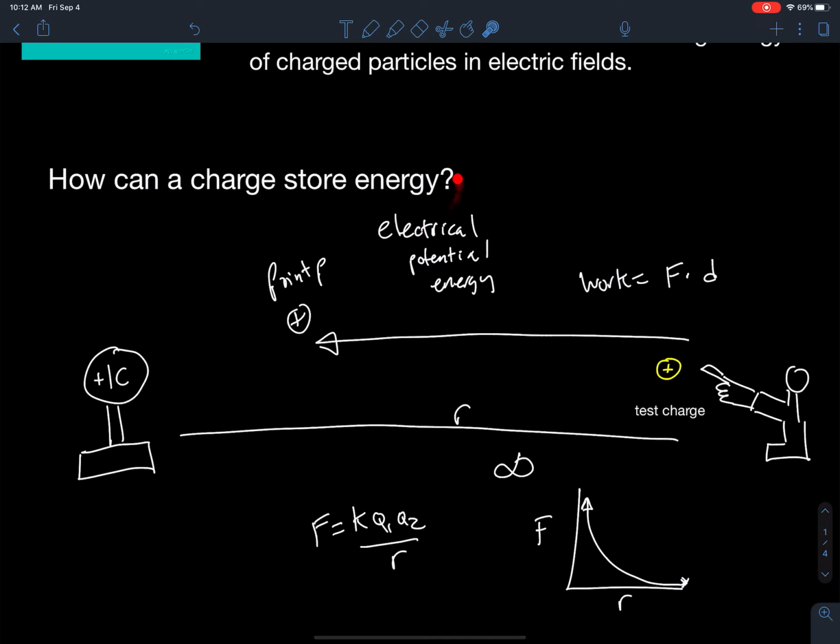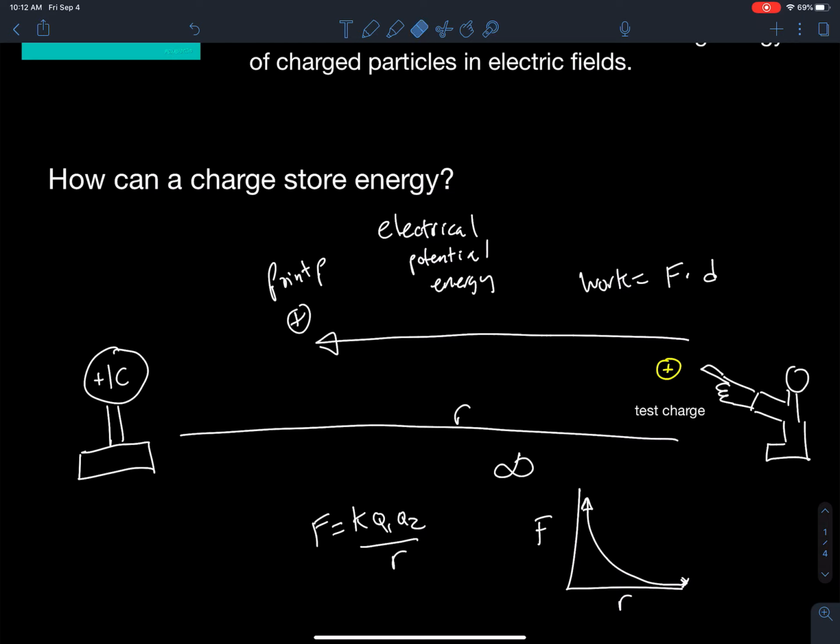So that's a very visual explanation of how a charge can store energy. When I push the charge, and if I kept my finger there, that charge will have electrical potential energy. And then if I let go of my finger, that charge is going to fly in that direction. So we have to have a mechanism to hold the charge there, otherwise it's going to release that electrical potential energy.